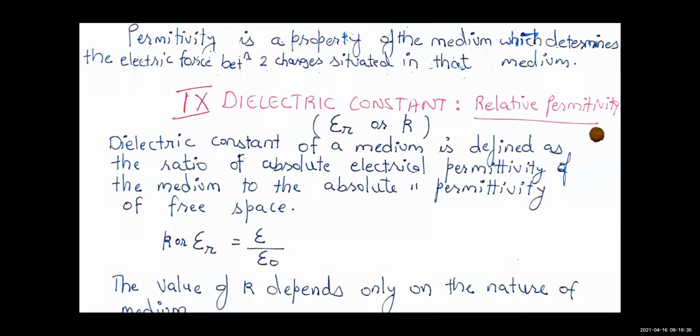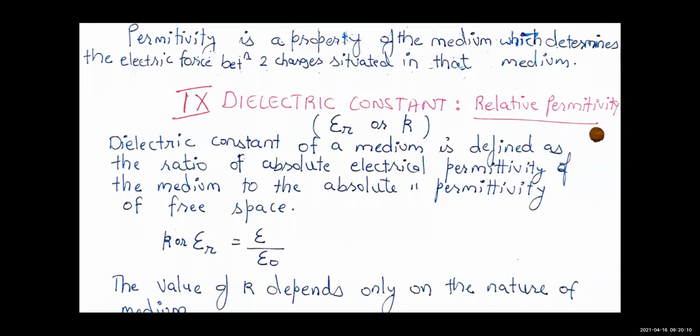Today we are going to start with the ninth topic of chapter number 1, that is electric forces and fields. The topic is dielectric constant or relative permittivity, right? So, the dielectric constant of a medium, or relative permittivity, is represented by the symbol epsilon r, or the symbol k can be used, right?